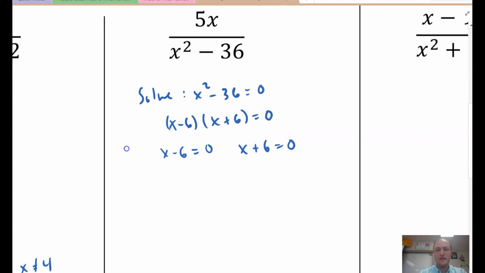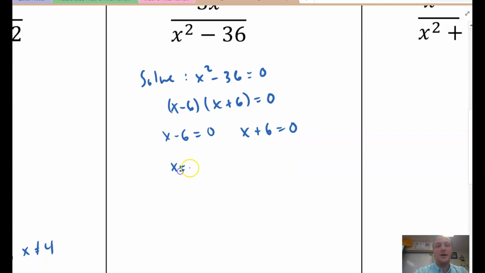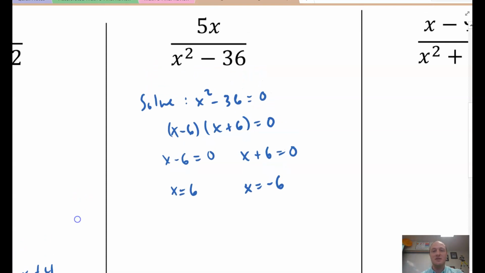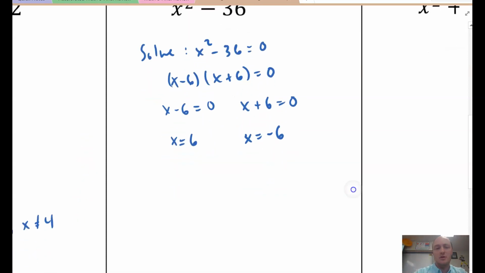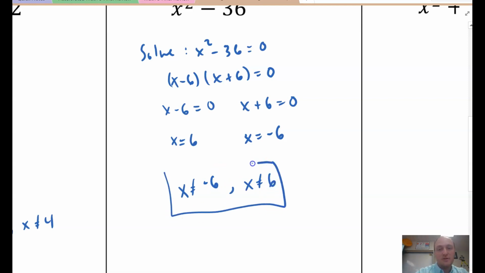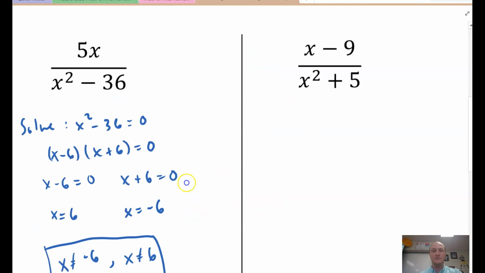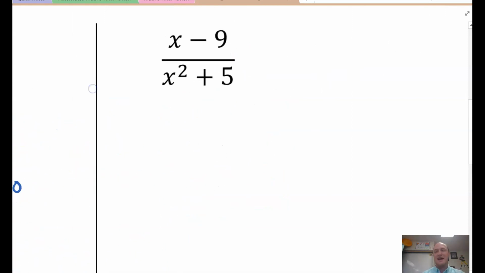And we solve again. Okay, so this is saying, what values make the denominator 0? And we get 6 and negative 6. That's no bueno. We don't want 6 and negative 6 because then we are dividing by 0. The world explodes. So our conclusion: x cannot equal negative 6, x cannot equal 6. These are restricted from our domain, thrown out.